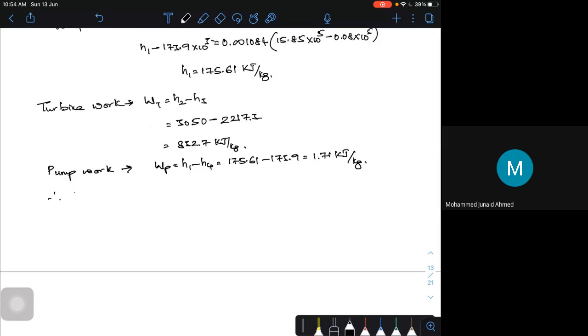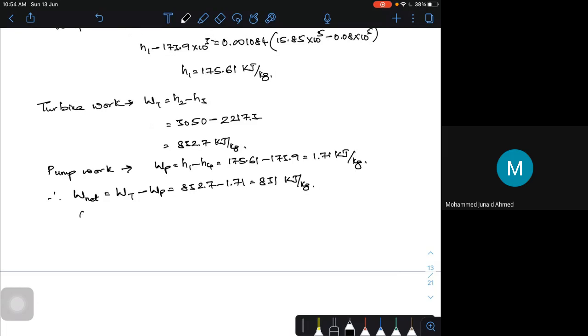So what is your net work done? Therefore, net work done is equal to turbine work minus pump work, that is 832.7 minus 1.71. I'm getting around 831, or 830.99. So 831 kilojoules per kg. Then what is your heat supplied?